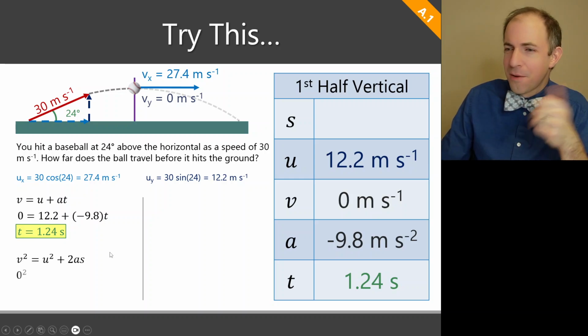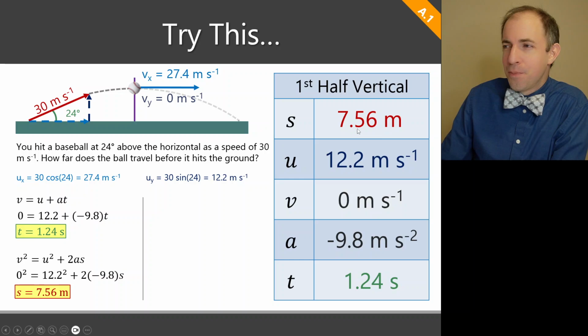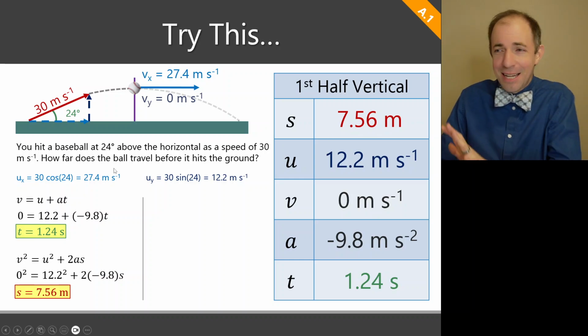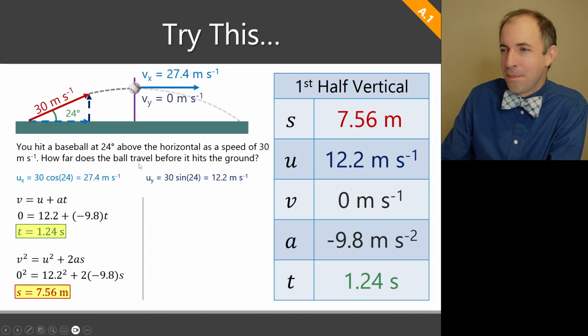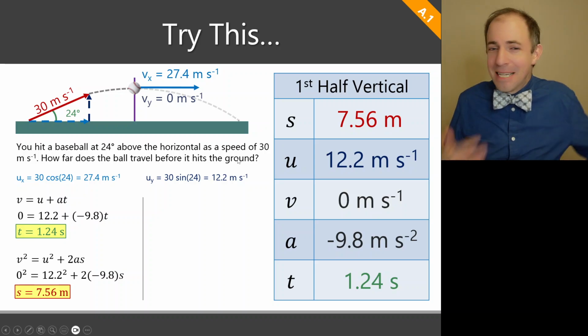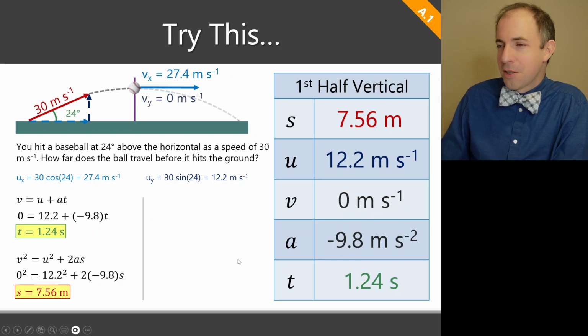I could also, just for fun, calculate how high it goes. That is 7.56 meters. That's not actually explicitly called for here because I'm only asking how far does the ball travel before it hits the ground. I don't need to know its height, but that's how you'd find it. So you would find it in that first half of the vertical.